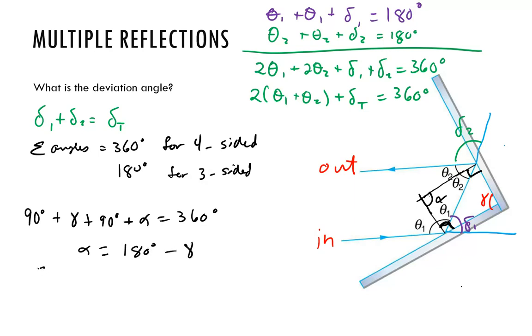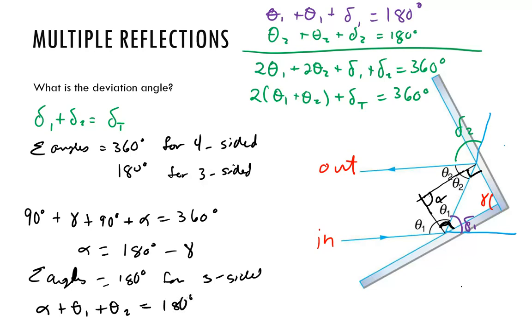And finally, sum of the angles for the triangle. So using the triangle that I make with that same angle alpha, alpha plus theta 1 plus theta 2 equals 180 degrees. Therefore, theta 1 plus theta 2 is 180 degrees minus alpha equals 180 degrees minus, parenthesis, 180 degrees. Did I do all that right? I think so.